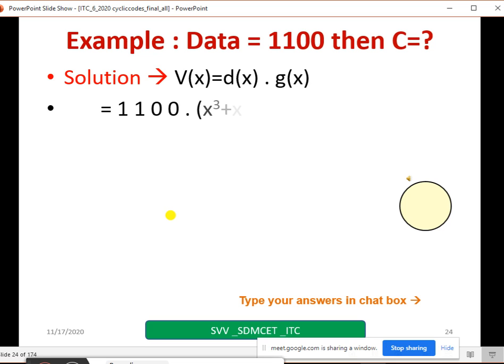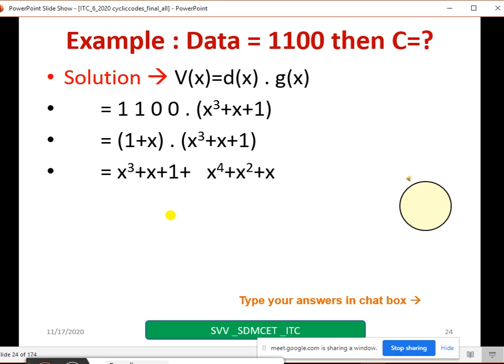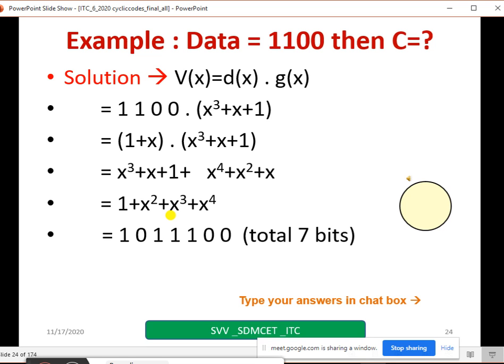1100, find out the code word. These are the steps. These are all the steps I am writing. 1 plus x square plus x cube plus x raised to 4 I got. And in terms of zeros and ones I got 10011. How many are there? 1, 2, 3, 4, 5 I got. Append 2 zeros, so that the total number of bits in the code word becomes 7. Copy down this. I'll give you 1 minute. 1011 I'll show you. Thank you for your answers.